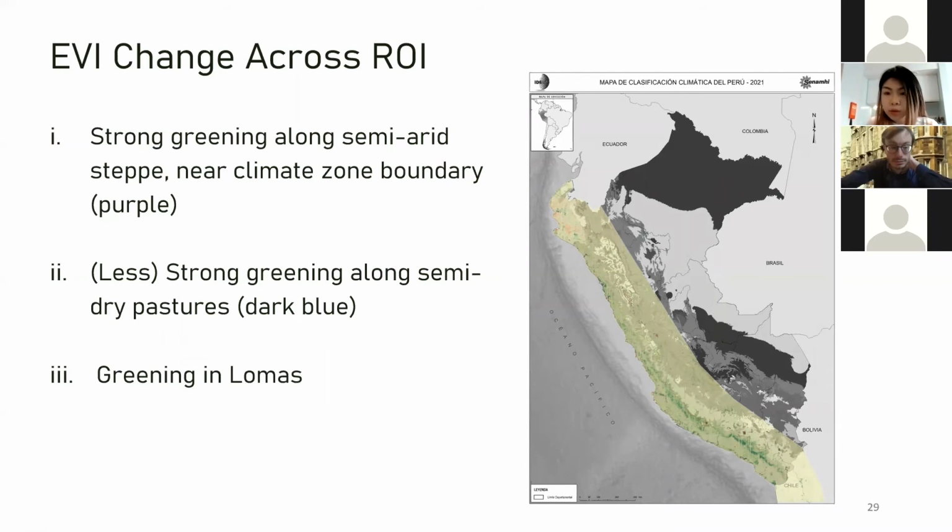And lastly, if you look closely, you can also see that there's greening in the lomas.